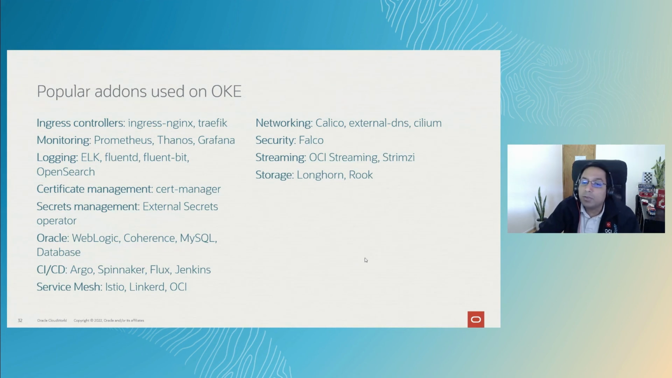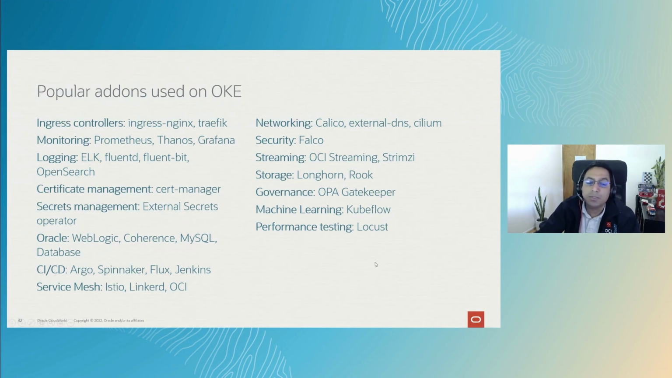Finally, for storage, you can use Longhorn and Rook. We've tested both of them, and they work relatively well. For governance, OPA Gatekeeper is really nice, and we've got users who are using Kubeflow for the purpose of machine learning. And lastly, for performance testing, Locust works pretty well at scale. I've recently published an article on using Locust for performance testing.